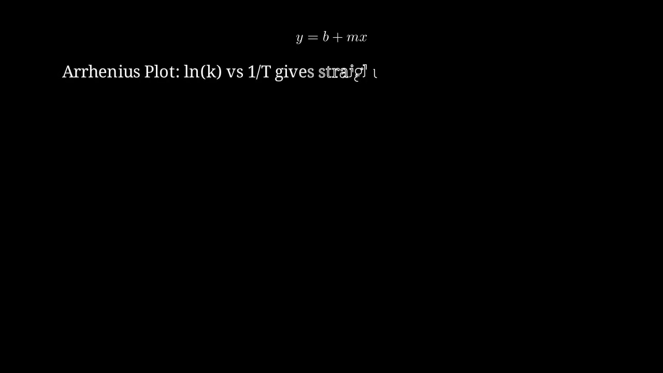If we plot natural log of K on the y-axis versus 1 over T on the x-axis, we get a straight line. This is called an Arrhenius plot. The slope of this line is negative EA divided by R. From the slope, we can calculate the activation energy. Let's work through an example.